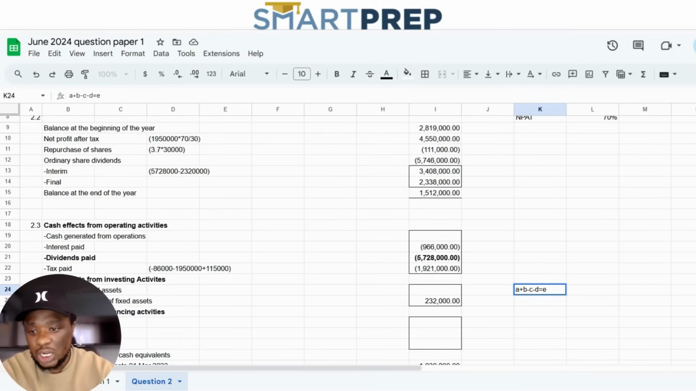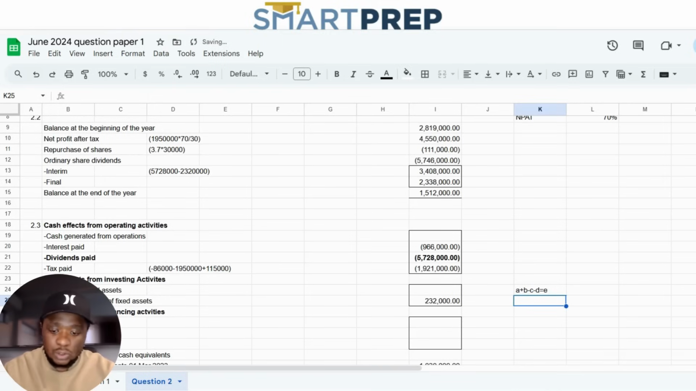So in this case, what are we trying to work out? We're trying to work out the additions. If we're working out the additions, it means we take the balance at the end, and then we take all those other things to the other side of the equal sign. So B is equal to E, the end of the year, minus the beginning of the year, plus the disposal, and then plus the depreciation, and that's going to give us what we're looking for.